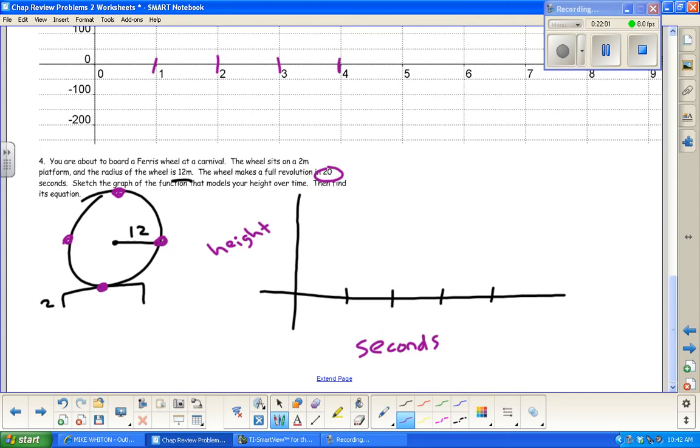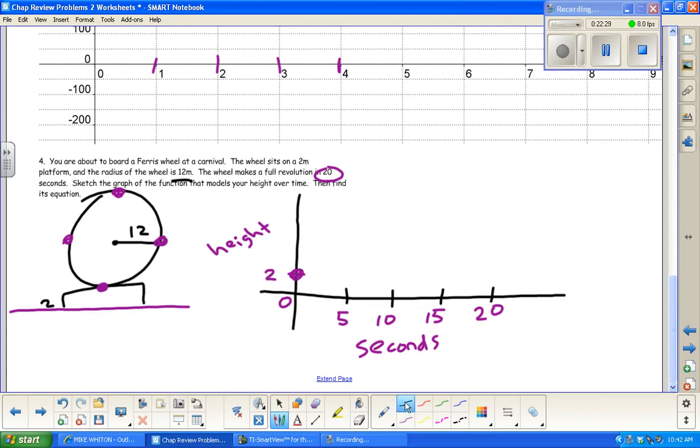If it takes 20 seconds for the full revolution, that is the period. One full revolution is 20 seconds. So each one of these needs to be 1/4 of that. Okay, so let's get our heights now. We can throw 0 on there too. So when we first start, because of the platform, our height is at 2 meters, our height off the ground.